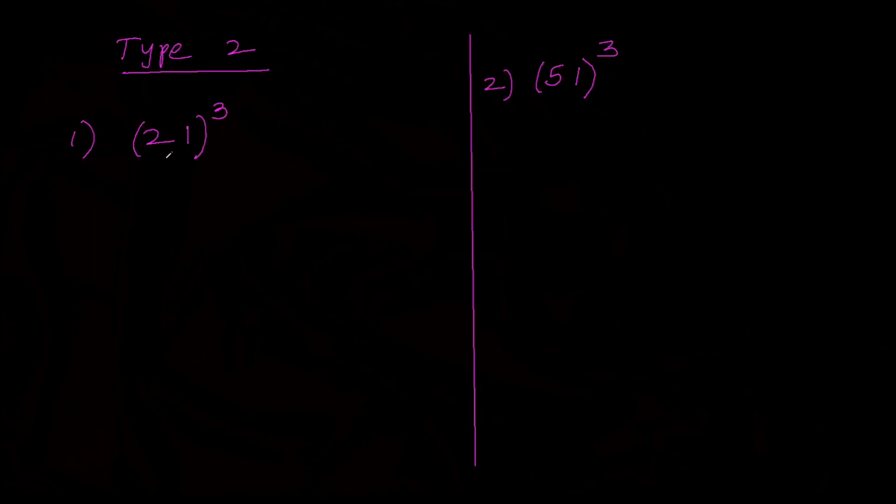Let's do type 2. When the number ends with 1, it is very similar, only minor different. You are going to start from the rightmost. In the previous type, we started from the leftmost. So 2, 1. Write 1 here and 2 here. Do the same step. Square this. 2 twos are 4. Now cube this. 2 twos are 4, 4 twos are 8.